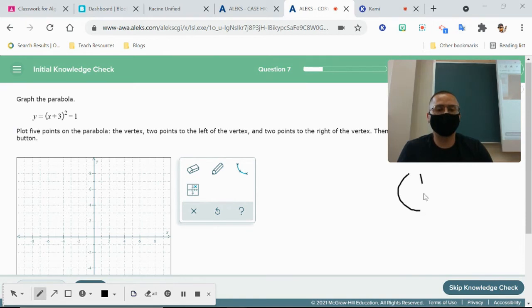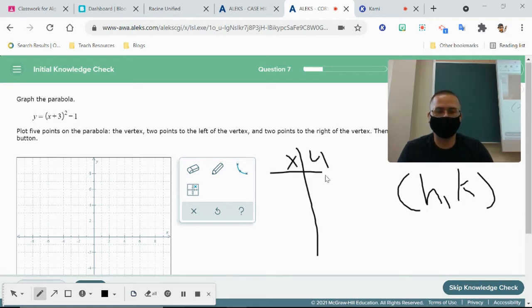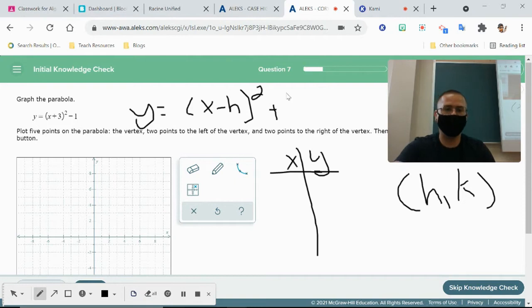Luckily, I remember the vertex is h comma k, and I'll explain what that is in a second. I'm just writing that down so I don't forget. So x comma y, we're going to need 5 points. To get the vertex, this formula is y equals (x minus h) squared plus k. This is the formula, like y equals mx plus b, but for parabolas.